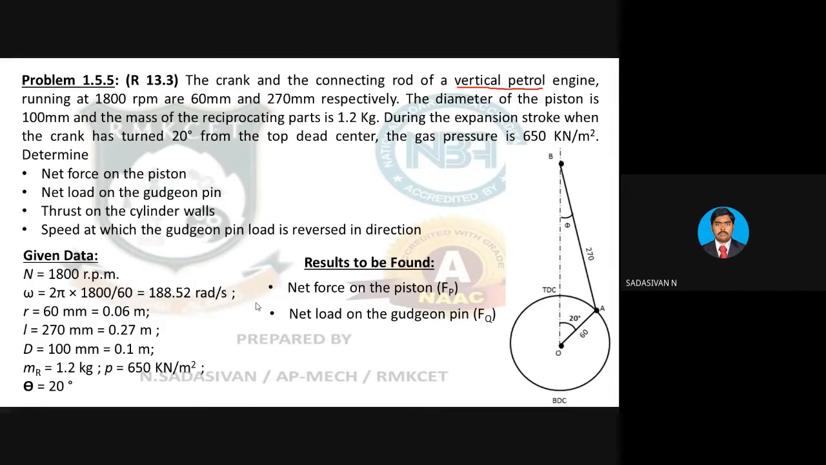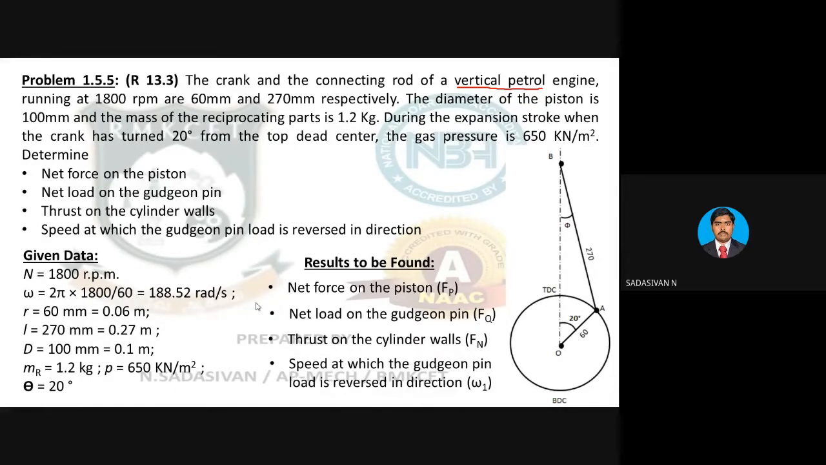If they ask for gudgeon pin load, and also Fq as thrust on the connecting rod is asked, then gudgeon pin load is Fp. If they specifically ask piston force and load on the gudgeon pin, then load on the gudgeon pin is Fq. You decide between the two. Both are considered to be approximately correct. Okay. So next is your thrust on the cylinder walls, Fn. Speed at which the gudgeon pin load is reversed, omega n.